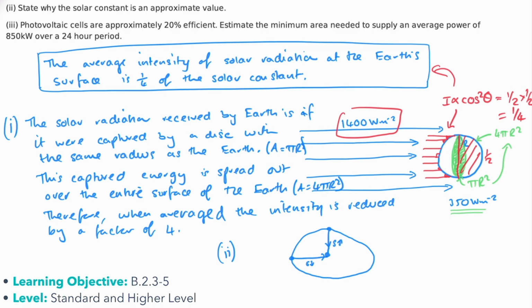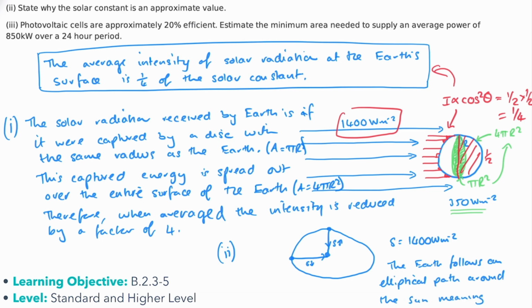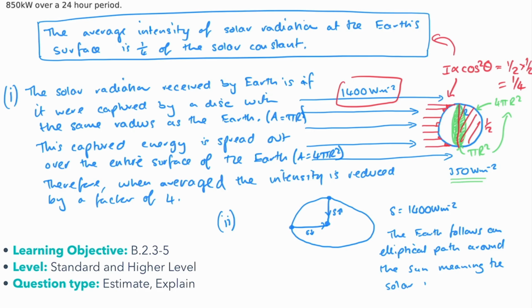When you average out over the year, then the solar constant is 1,400 watts per metre squared. But at certain times of the year, it's actually greater or less because the Earth follows an elliptical path around the Sun, meaning the solar constant is averaged. Another thing to take into account is the Sun itself.